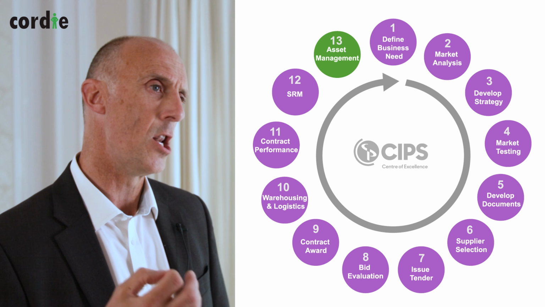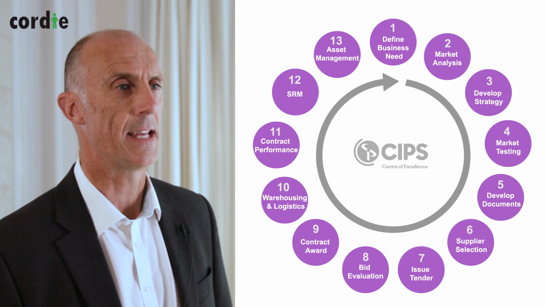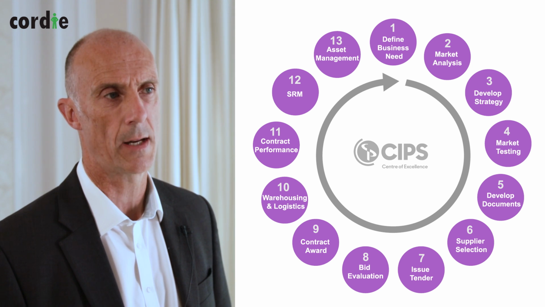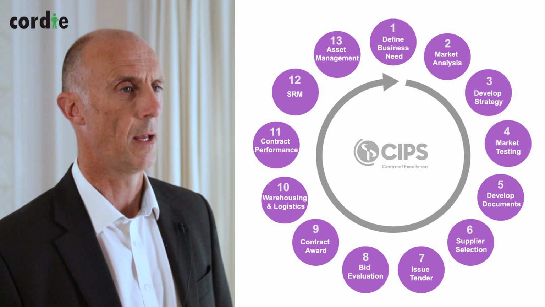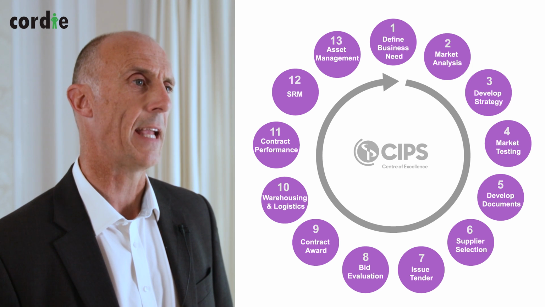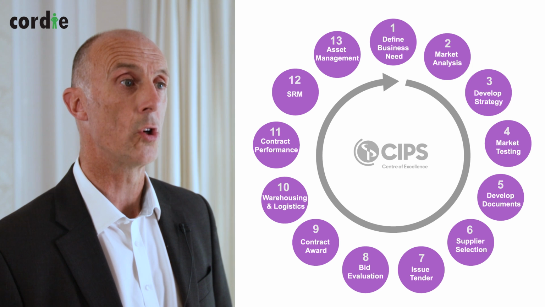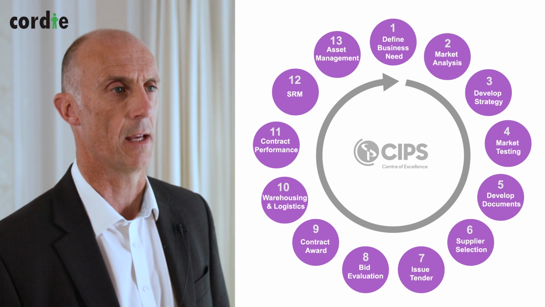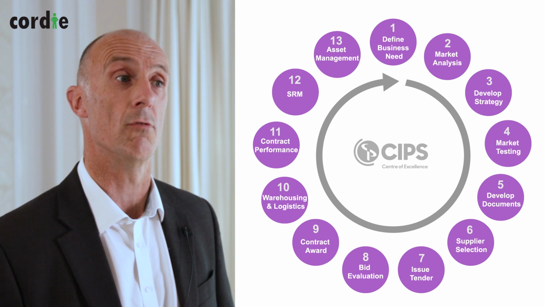So finally, the last stage in the CIPS procurement cycle is stage 13, asset management, which applies more specifically to high-value capital assets such as buildings, infrastructure and equipment. These assets need maintaining over a longer duration of operation, and so there are longer-term whole-life asset management principles to take into consideration here, although it could be questioned whether this is really now within the remit of procurement.